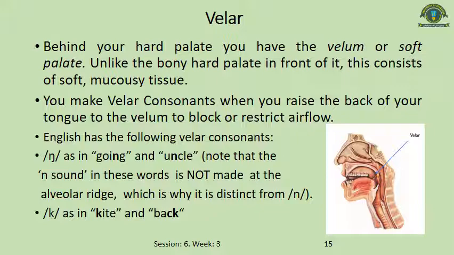And then k, as in kite, and back. Kite, back. When I am producing, for example, ng, going, you can feel where air is blocked. What is the spot where air is blocked? And when you say k, you can feel where airflow is blocked. So this is what we do when we produce the velar sounds like ng, k. Okay?